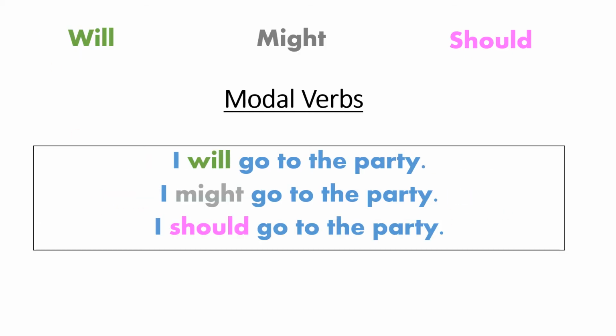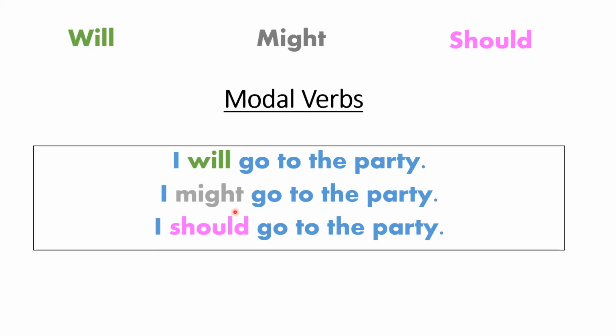Let's look at another set of examples. So here we have the phrases I will go to the party, I might go to the party, and I should go to the party. And again, the modal verb completely changes the meaning of the sentence. Will, I would say, indicates a definite statement. This speaker or writer has made a decision and therefore there's a full likelihood that they will be at that party, even if they didn't want to be there.